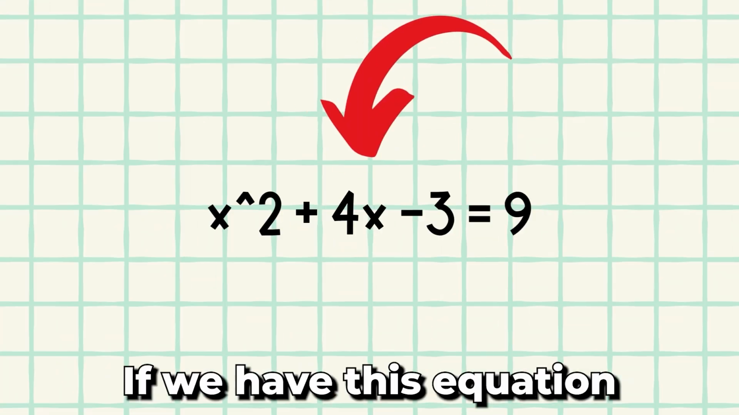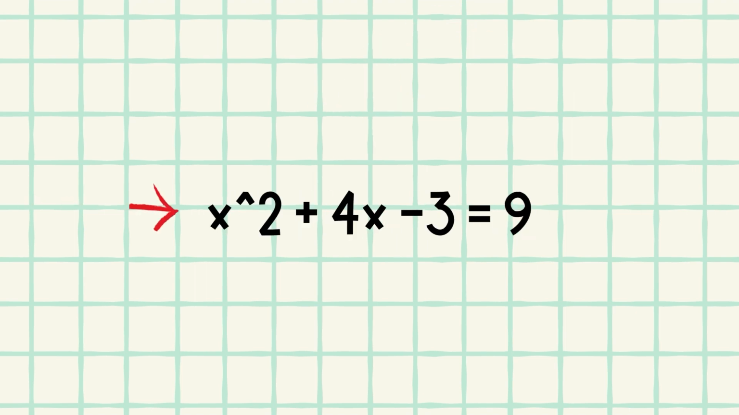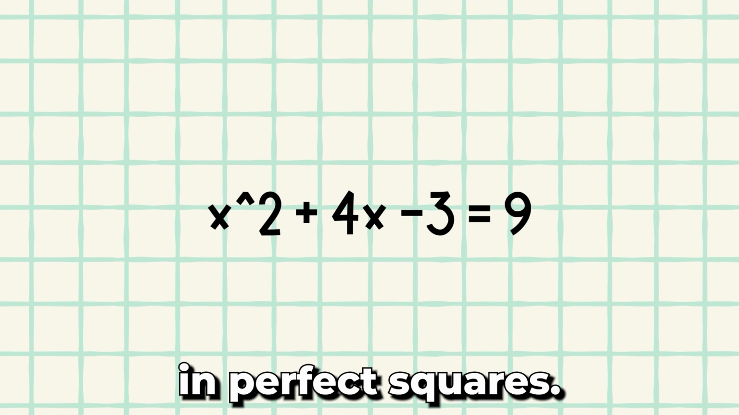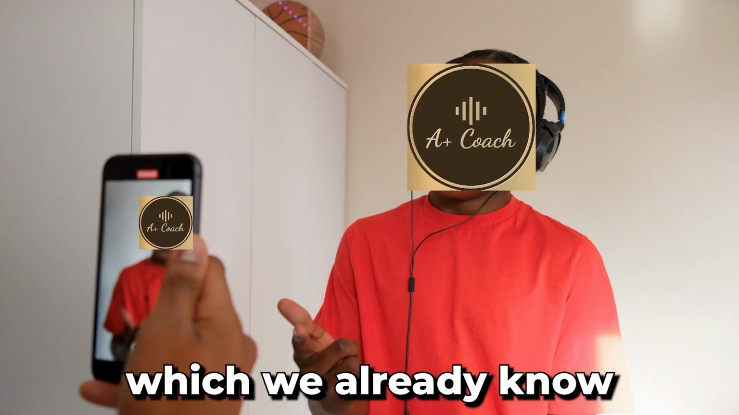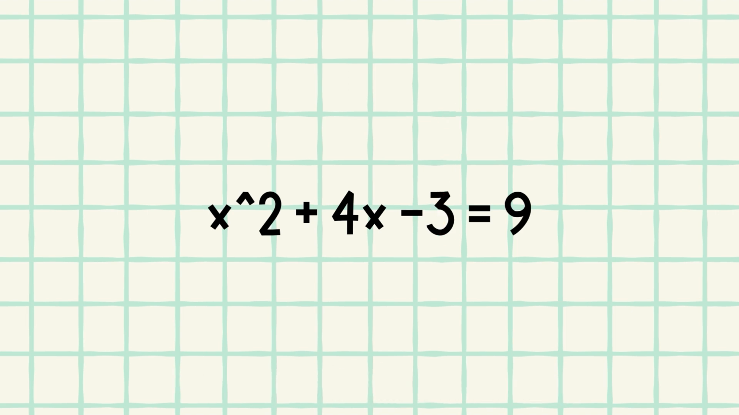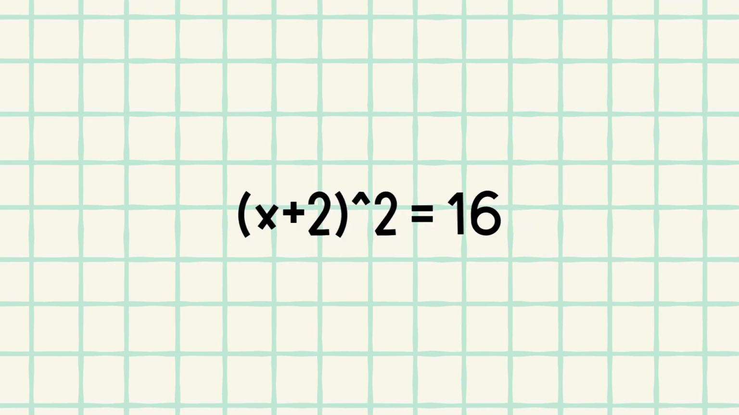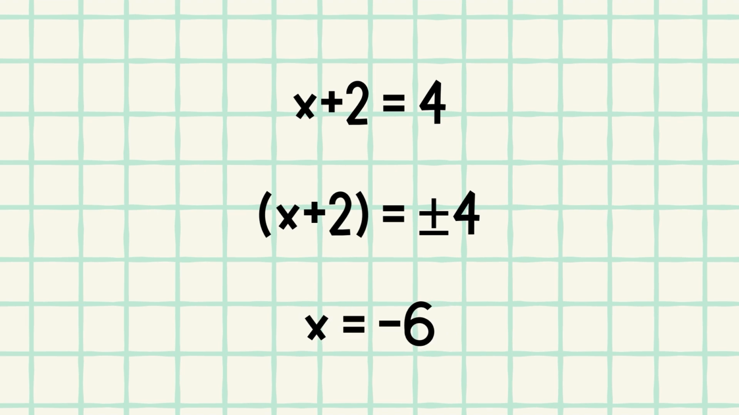If we have this equation, instead of moving the 9 over and factoring, we could turn the left side into a perfect square equation. Remember, in perfect squares, the constant is half of the x's coefficient squared. So half of 4, 2 squared is still 4, which we already know from before. Now we just need to turn the constant into 4. We can simply add 7 to both sides, giving x squared plus 4x plus 4 equals 16, and we can solve it like before. X plus 2 equals plus or minus 4, so x equals negative 6 and 2.